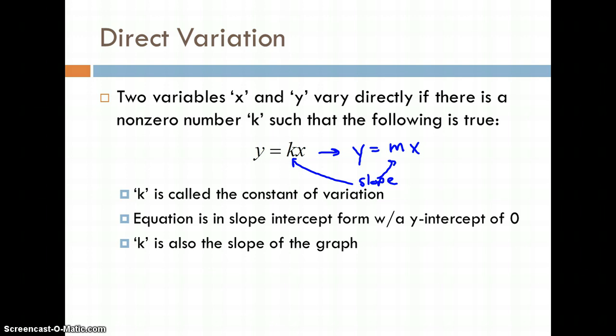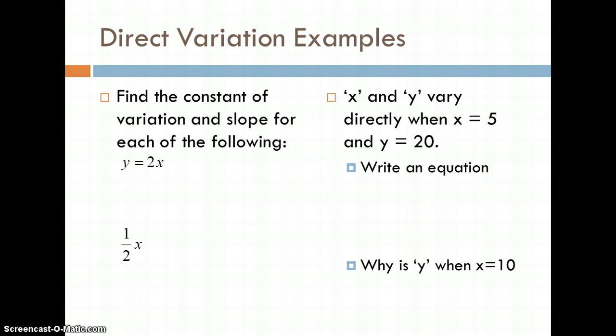This equation, y equals kx, is in slope-intercept form with a y-intercept of 0. Direct variation equations always have a y-intercept of 0. It's always y equals kx. There can never be plus anything or minus anything on the outside there. That can't happen. And as we just said above, k we can also think of as the slope, which we've dealt with already. So what do these look like and what are they?